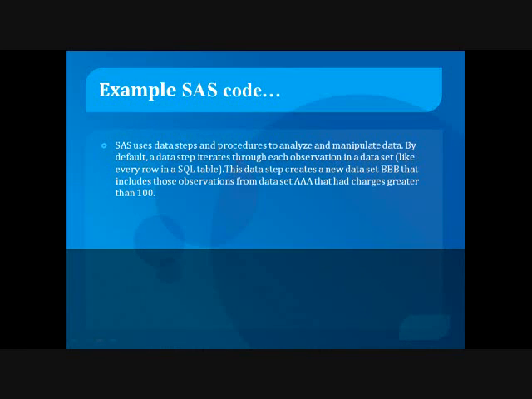Example SAS code. SAS uses data steps and procedures to analyze and manipulate data. By default, a data step iterates through each observation in a data set, like every row in a SQL table. This data step creates a new data set BBB that includes those observations from data set AAA that had charges greater than 100. The program follows.